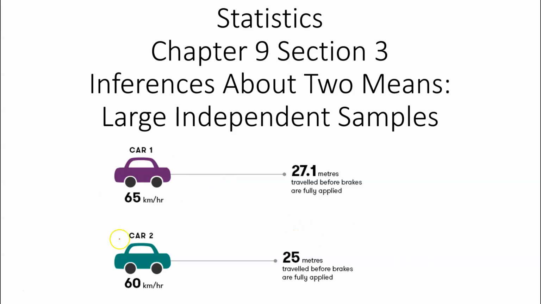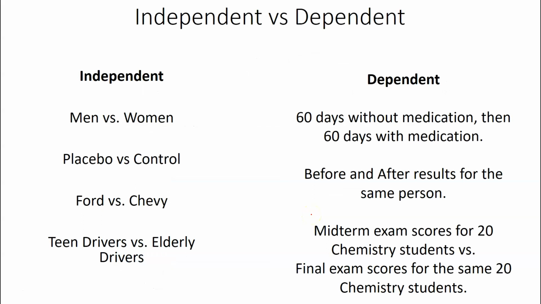For example, here you've got two cars going at different speeds. Is their braking distance actually different? That would be an example of doing an inference or a hypothesis test with two means. They would have their average stopping distance there. This is going to be independent, though. You've got to be careful here. This is independent samples. So I just want to go through what the differences are.